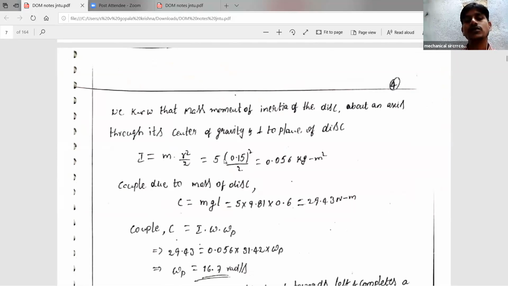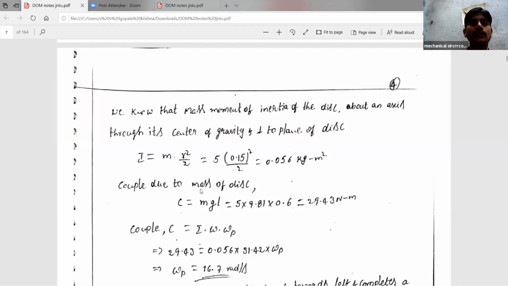That is m into r square by 2. So 5 into 0.15 by 2 whole square. When we calculate the value, that is 0.056 kg meter square. And now going to find out omega p, which is unknown here. So then a couple is also not there.